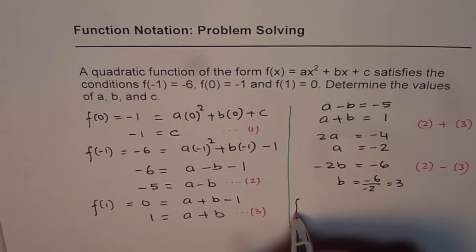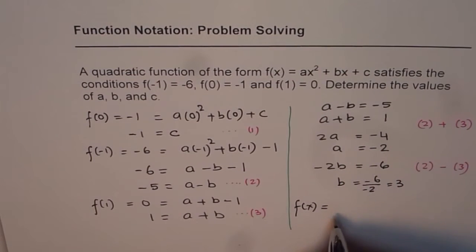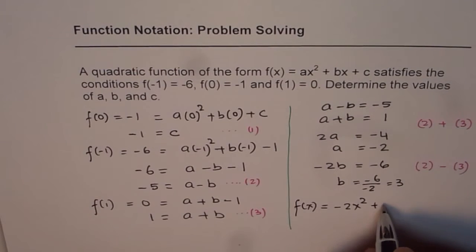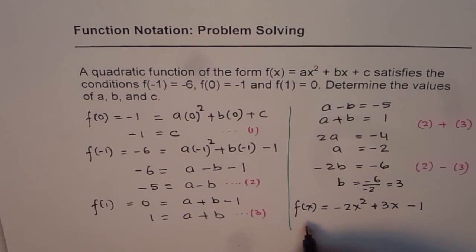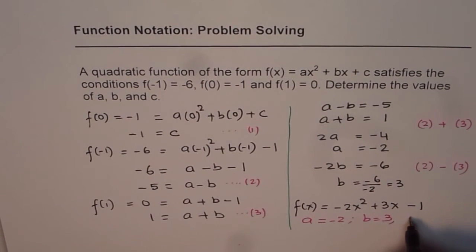So therefore, our function f of x can be written as: a is minus 2, so minus 2x squared, b is 3, so plus 3x, and c is minus 1. So that is our function, and our answer is that we have to determine the values of a, b and c. We know a is equal to minus 2, b is equal to 3, and c equals minus 1. So that is our answer for the given question.